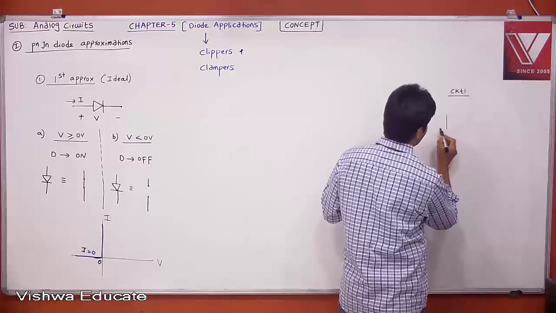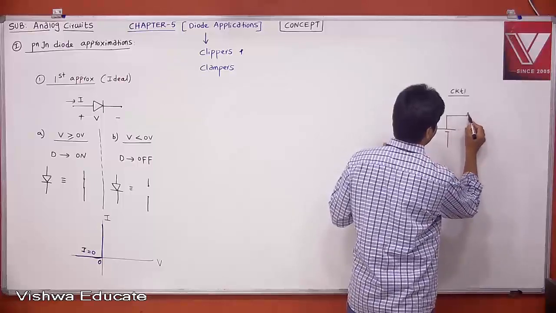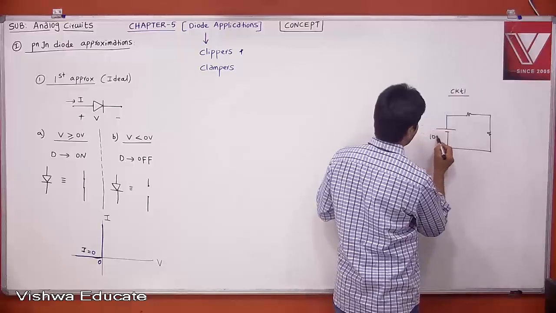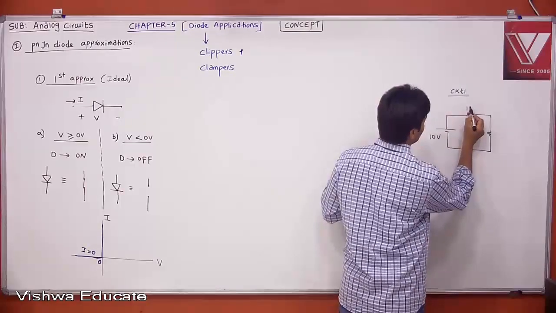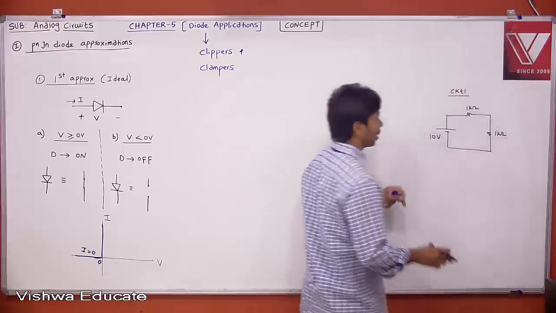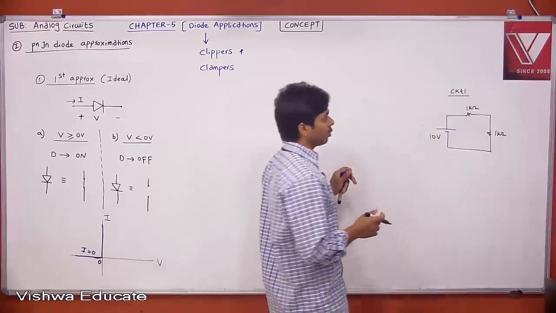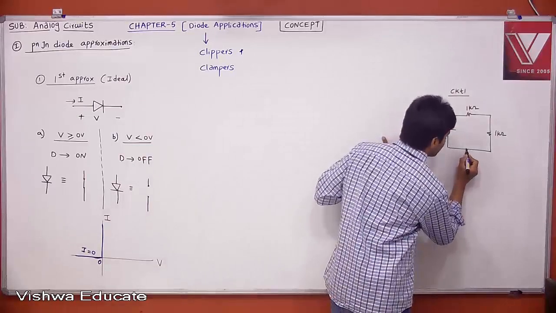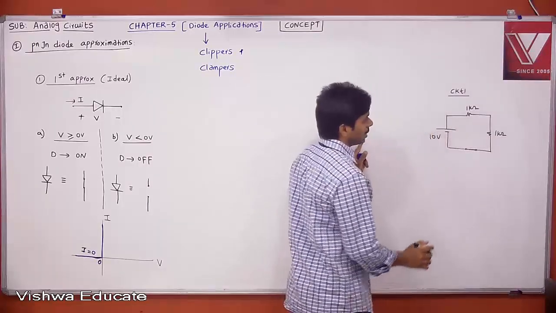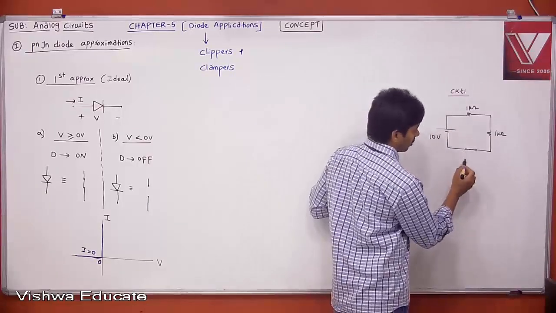Now let us say this is a 10 volt battery, and this is 1 kilo ohm and 1 kilo ohm. Tell me what is the current flowing through it, and let us say this is my switch. Tell me what is the voltage across the switch.